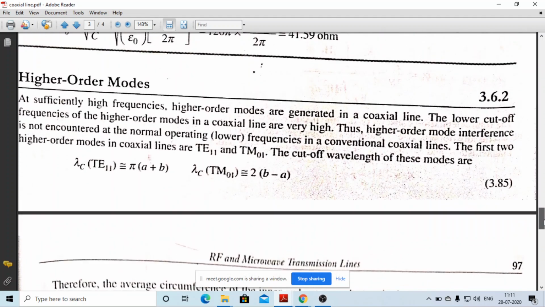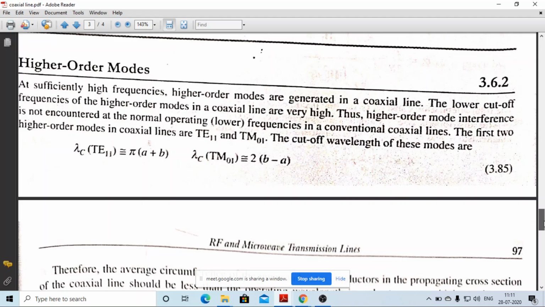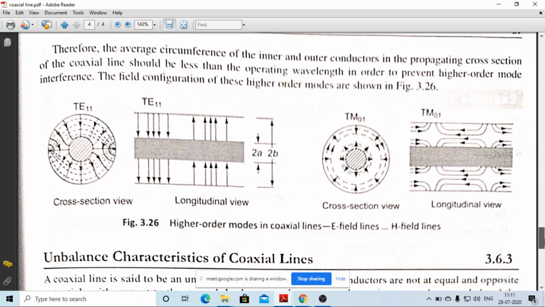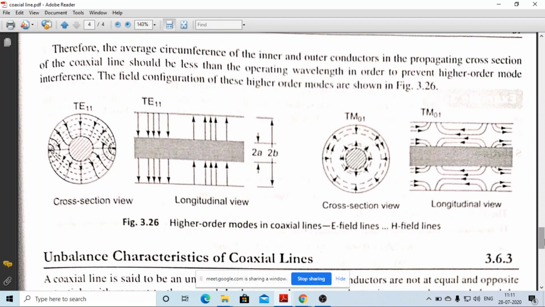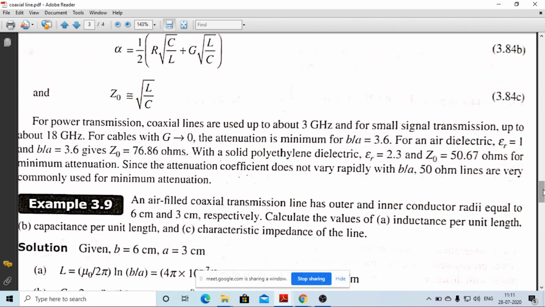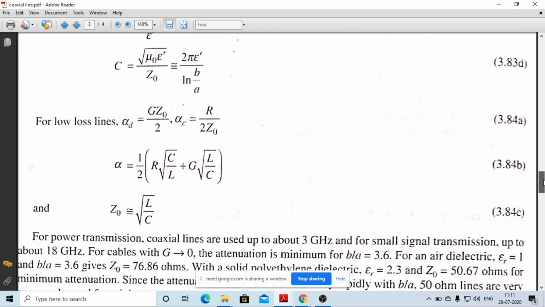After that also, your coaxial cable may support some higher order modes. Higher order modes means that due to the construction, the cross sectional view is going to be changed. So you can see here it will support the TE11 and TM01, but it is not in your syllabus. Here E field and H fields are going to be changed. However, up to your syllabus, you must remember that it supports the TEM.